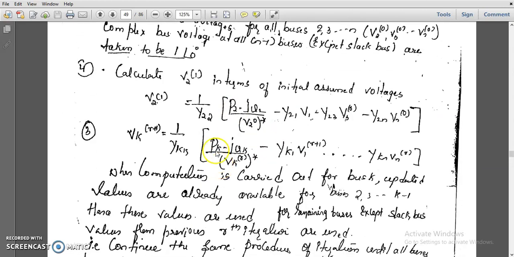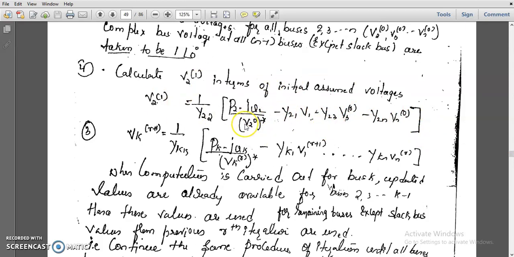Okay, and the third, fourth stage will be to calculate for the different buses. The formula is Vk raised to r plus 1 equals 1 by Y of kk, times P k minus j Q k over Vk raised to r star, minus Y of k1 V1, and so on. If it is the second bus, how to write the first iteration? V2 raised to 1 equals 1 by Y of 2,2, times P2 minus j Q2 over V2 raised to 0 star, minus Y of 2,1 V1, Y of 2,3 V3, and so on, okay.